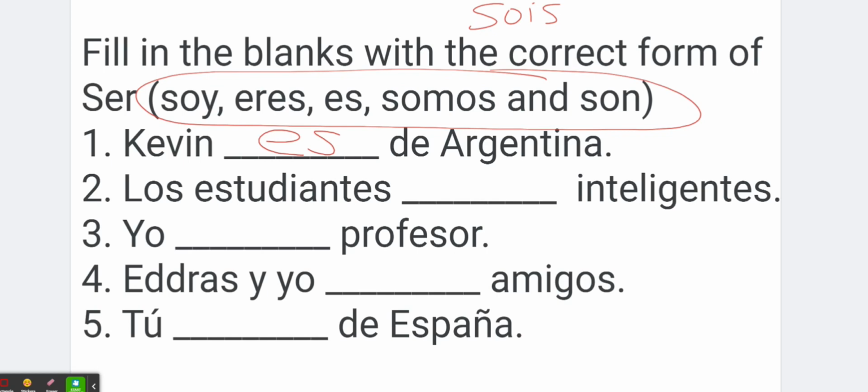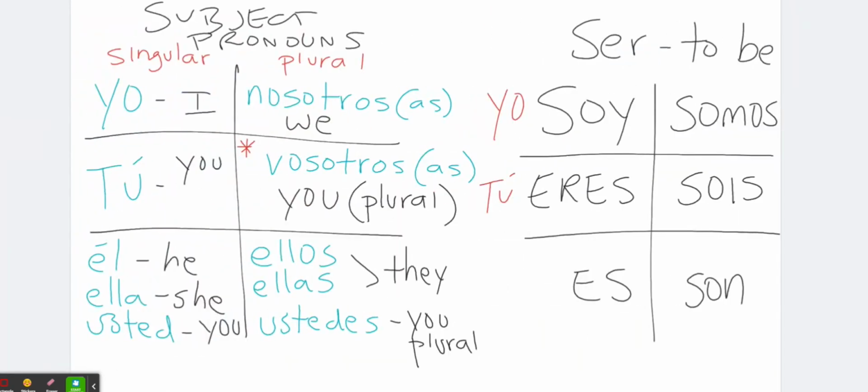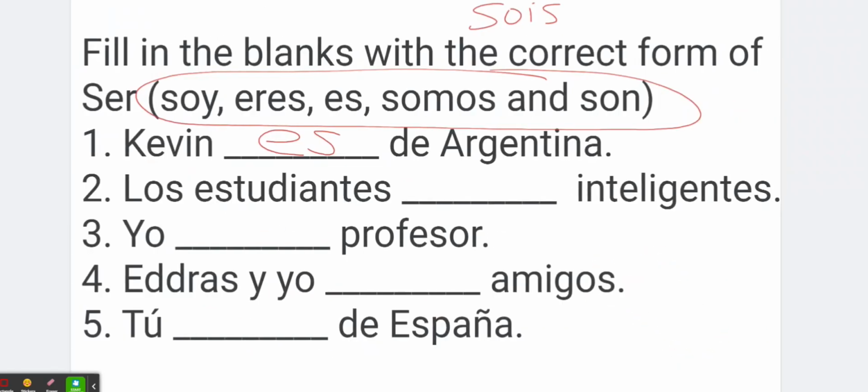Number 2 says, los estudiantes are intelligent. So again, same question. How many students, or how many people, am I talking about? One or more than one? I'm talking about more than one. So I know that the information I'm going to use is the stuff on the right-hand side of the chart. So I have to ask myself, are the students we, like us, or are the students them? Well, if I'm talking about the students, then the students are they, right? So this is what I'm going to use to say they are. So I'll come back over here and say los estudiantes son inteligentes. Students are intelligent.